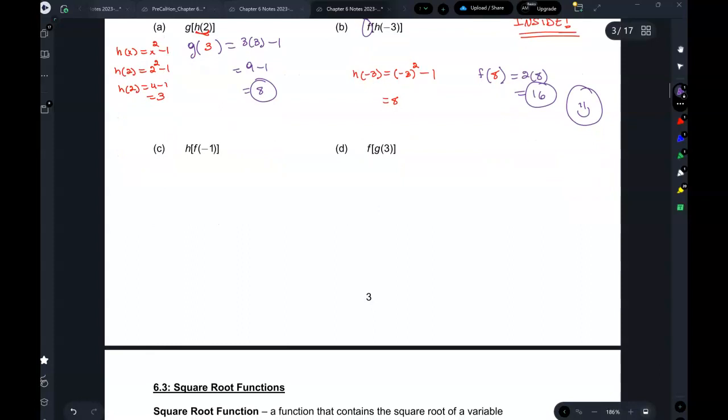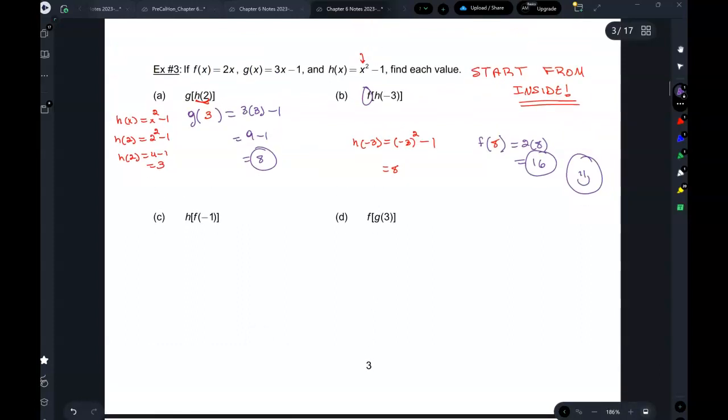Okay, h of f of minus 1. Okay, so f of minus 1. 2 times minus 1, negative 2. So then I go outside, h of negative 2. Negative 2 squared minus 1. Oh, 3.